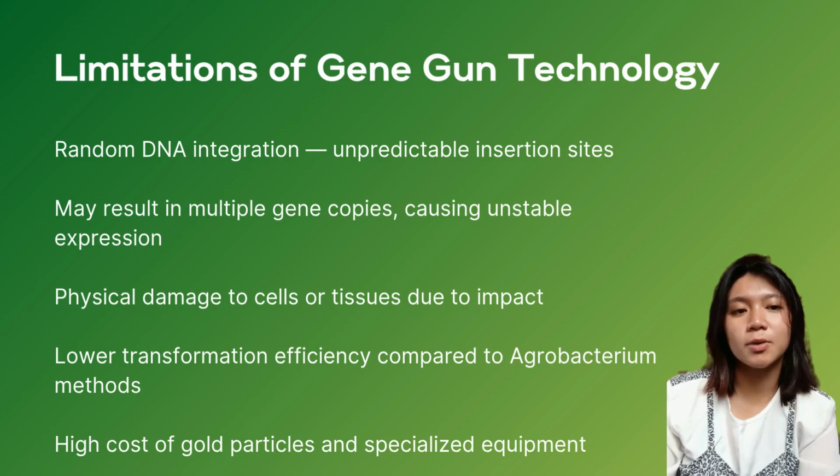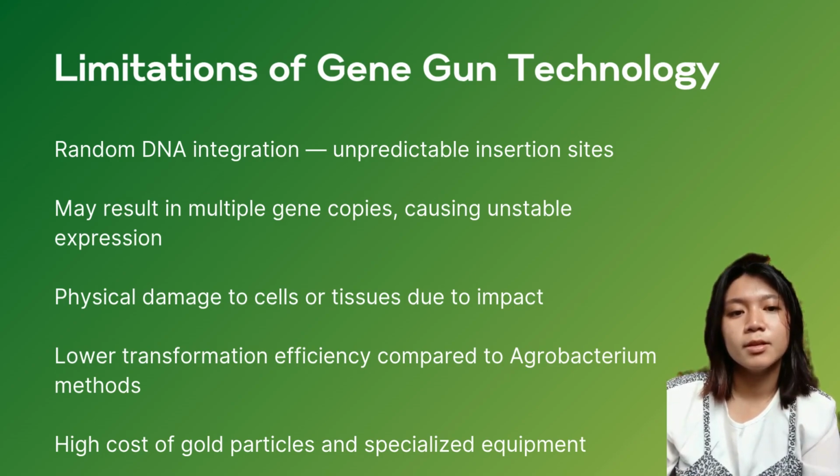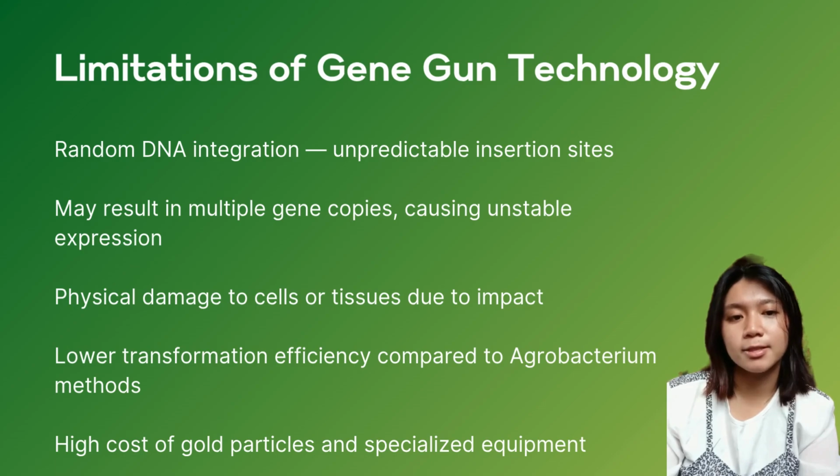However, the gene gun also has its limitations. First, the DNA may integrate randomly into the genome, causing unstable expression. Also, there's a risk of physical damage to the cells due to the impact, and transformation efficiency is sometimes lower than with Agrobacterium-based methods. Additionally, the gold particles and specialized equipment are quite expensive.